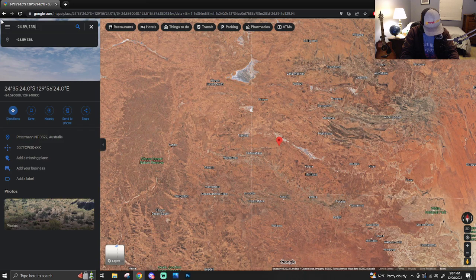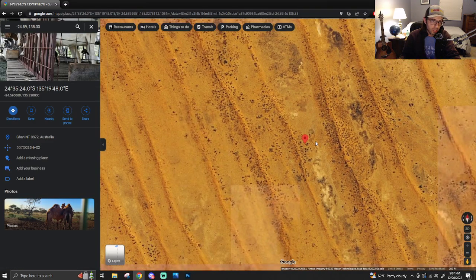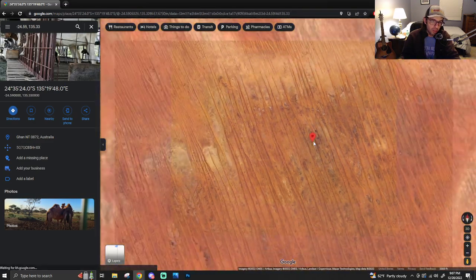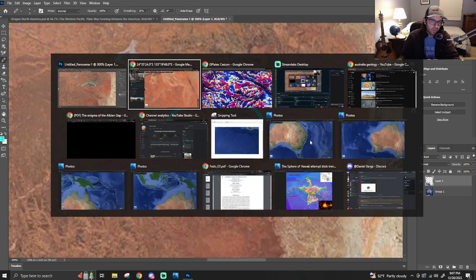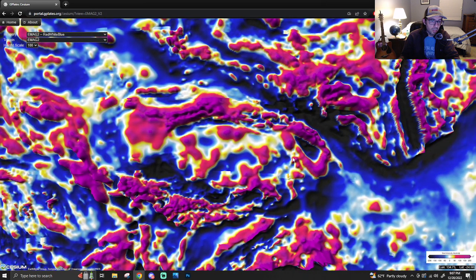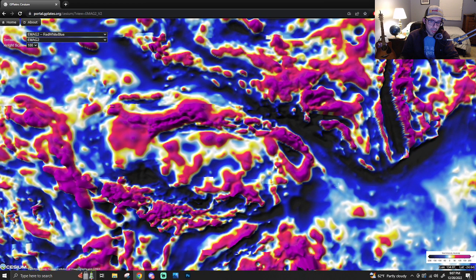Right nucleus, right inner. Okay, this is the inside of the nucleus. I believe I was putting here 135.33. So around here, yeah, around this portion. And then out here, I'll measure. So around here.